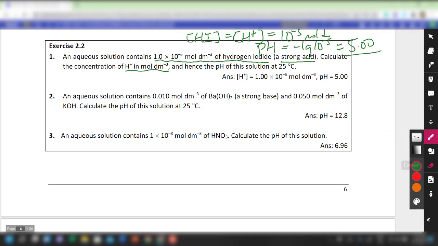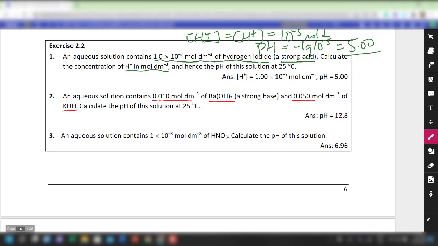And then for question 2, an aqueous solution containing 0.01 moles per dm cube of barium hydroxide. Take note that this is a diacidic base, so one equivalent of barium hydroxide gives you 2 equivalents of OH minus. Okay, and then I mix with 0.05 moles per dm cube of KOH. And then of course my job is to calculate the pH of this solution.